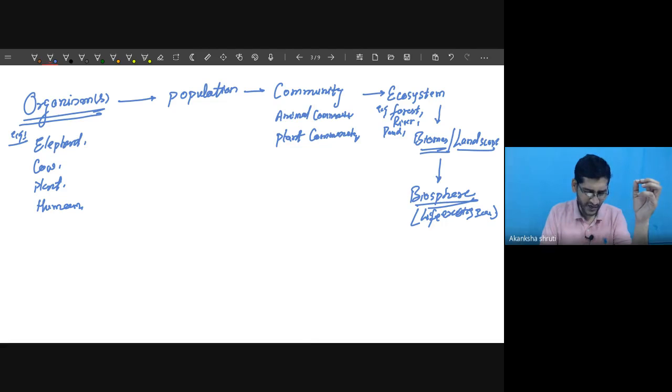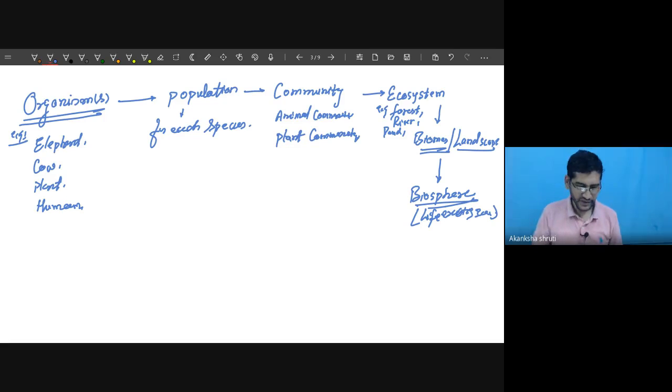So population of elephants, cows. Population is for each species. So students, how is this biosphere?